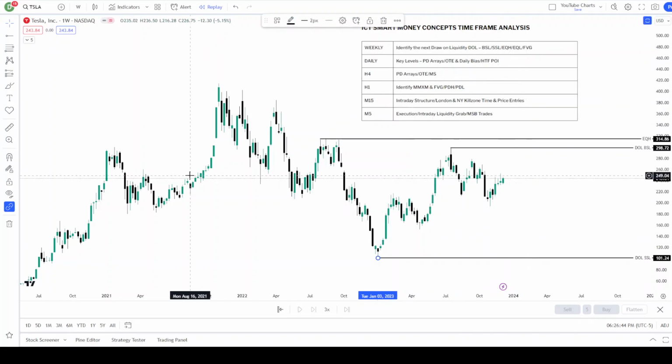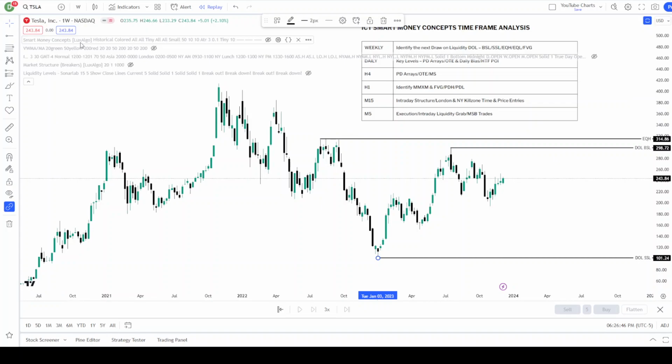Then we're also going to look at fair value gaps on the weekly time frame. So again, if you want to use your indicator for that, LuxAlgo Smart Money Concepts, you can see we have a bullish fair value gap identified here. We have a bearish fair value gap identified here that we have not gotten into.